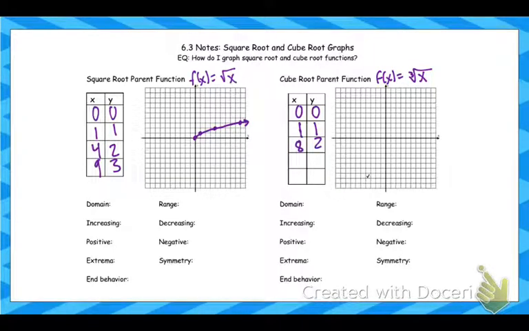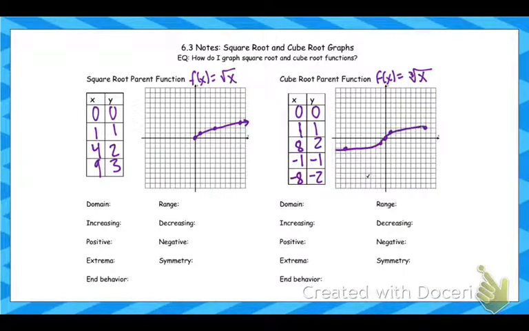And what's different about the cube root function is I can plug in negative values, because I can do the cube root of a negative. So I can plug in negative 1 and get negative 1. I can plug in negative 8 and get negative 2. And then that is going to help me see the shape of the cube root function.